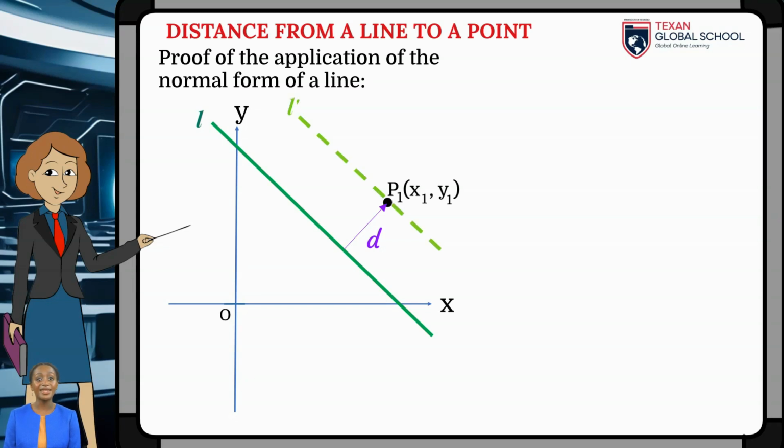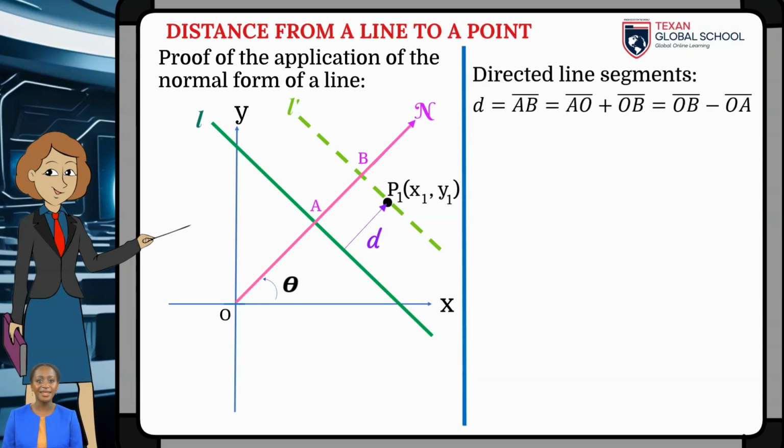Let's draw a line L' parallel to L and a normal line N starting from the origin. As we can see, a positive theta angle is generated. In this way, we can obtain the distance d since we have directed line segments seen in previous classes.